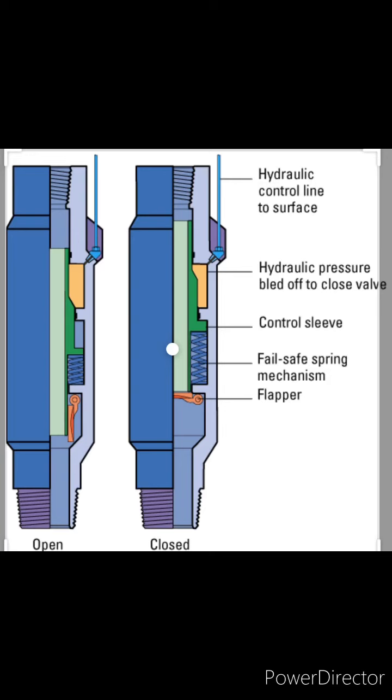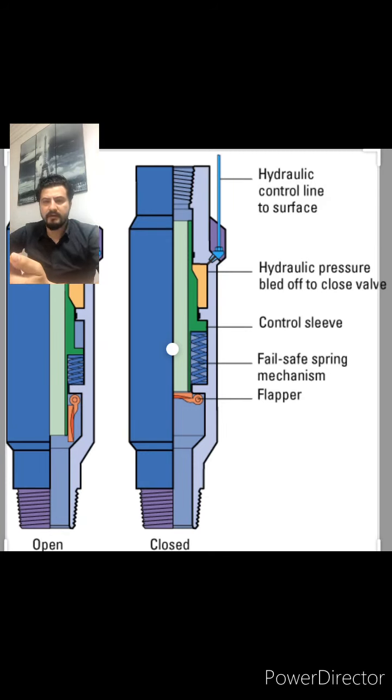Subsurface safety valve consists of a hydraulic control line that connects to the surface by a control panel or hand pump. This control line connects to the body of the SSSV through the flow tube, also called the sleeve. This sleeve is surrounded by a spring that can be compressed or released. Last item, the flapper, which has an equalizing system.